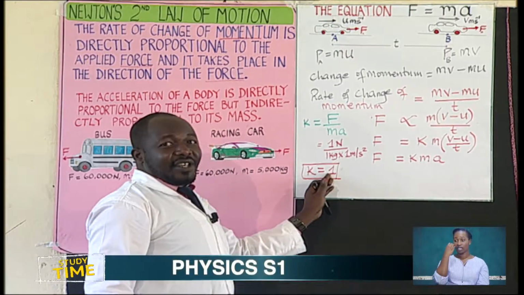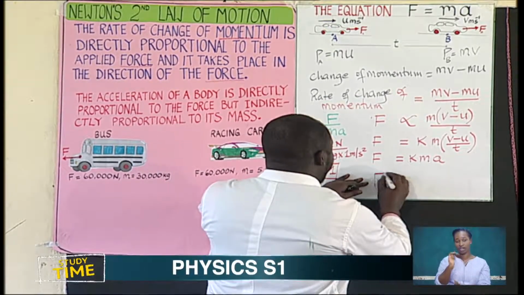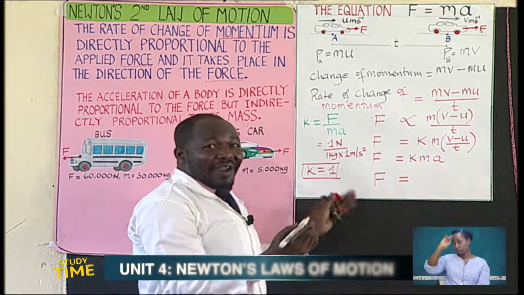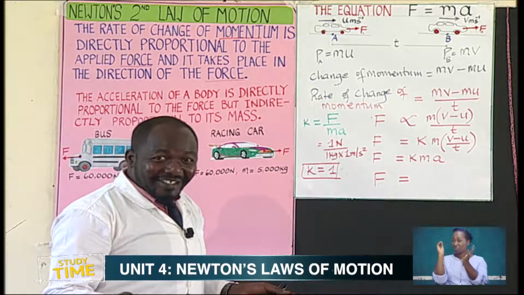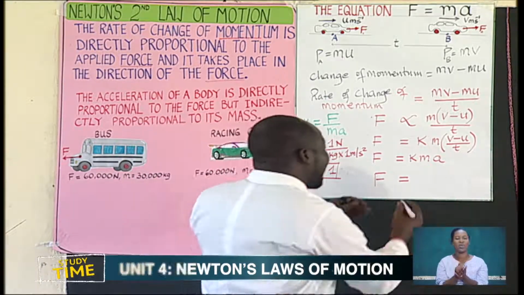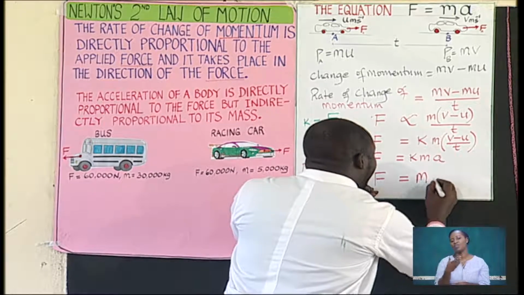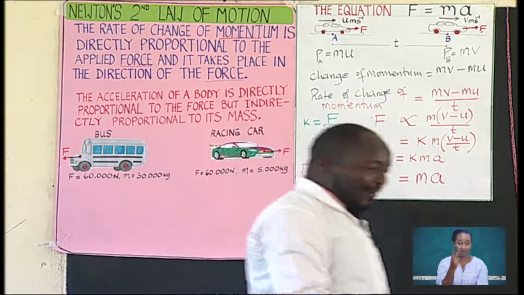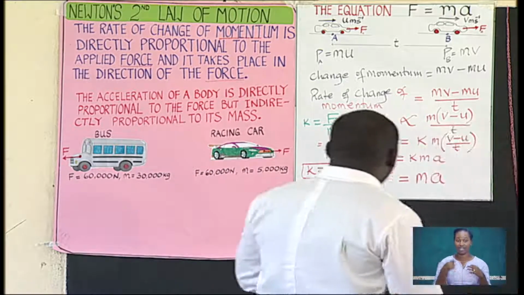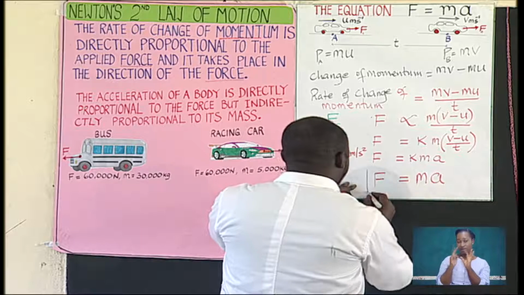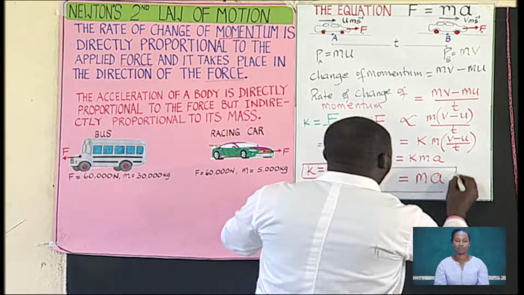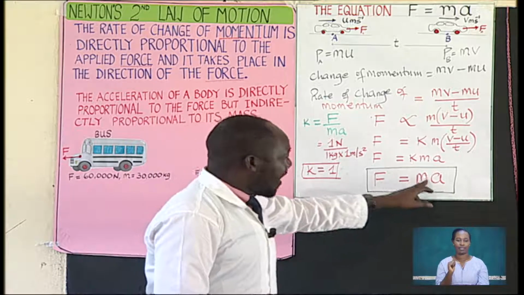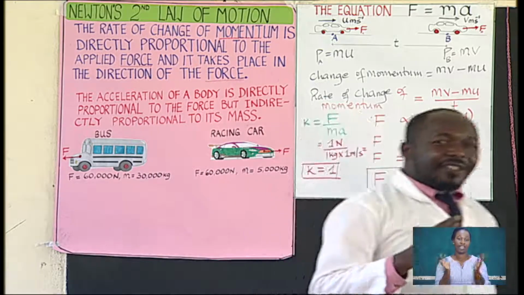So if K is equal to 1, our equation then becomes F is equal to K, but remember it is 1. Do we need to write 1? No, because it doesn't affect anything. So we shall remain with M times A. Have you seen that beautiful formula? I'm going to surround it with black so that you can see it very well. F is equal to MA. F equals MA.